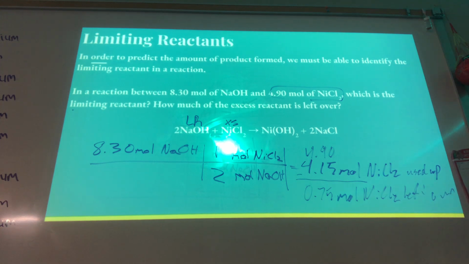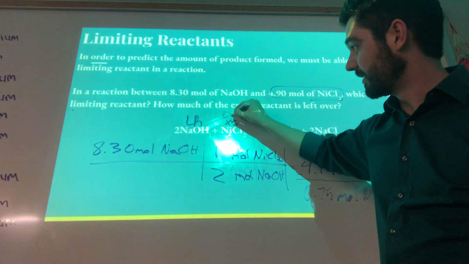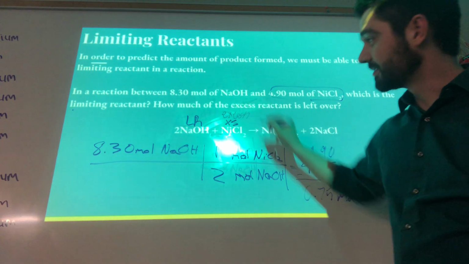Okay, why that one? Why what one? NiCl2. Because that's the one that's gonna be left over. Is that the one we chose from last slide? Yes. Okay. Wait, what are we subtracting from? The starting amount. It's called the excess reactant, the one that has more left over, the one that runs out longer. XS is short for excess.